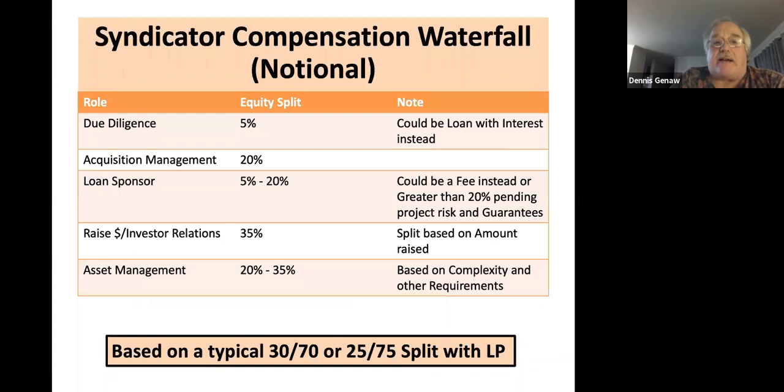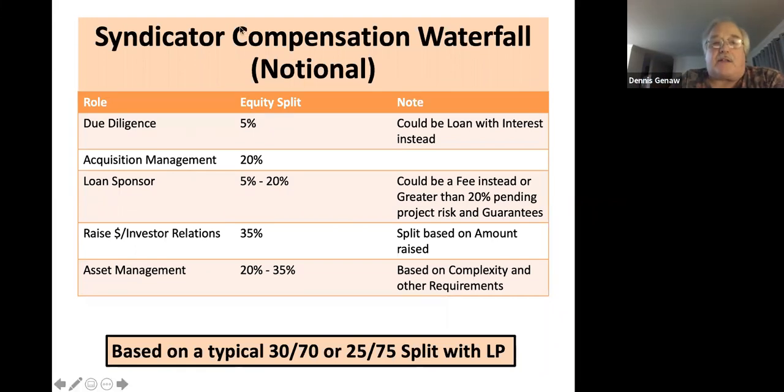Now, how does a syndicator get paid? You should know that as an LP as well. This is a notional, what they call waterfall for the equity split. This is just within the general partnership. If it's just one person, they get all of this. But typically, general partnerships have multiple people or multiple organizations involved.